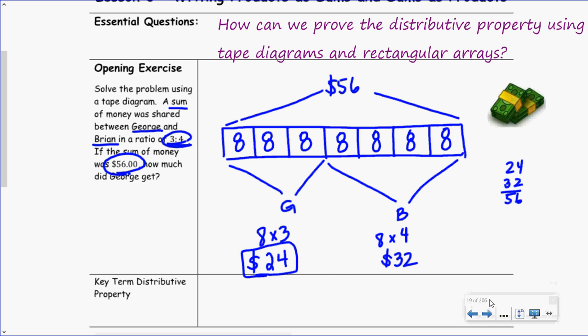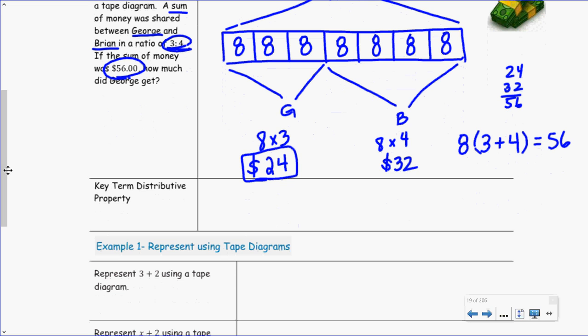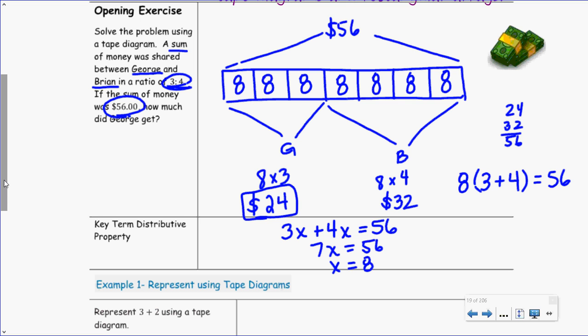What we just did was we took the 3 plus 4 and multiplied it by a number to get 56. So what number was that? Well, we figured out by working backwards that that was 8. So there's one way that you can kind of see the distributive property in action. We know that 3 times a number plus 4 times a number gave us 56. So 7 of those numbers gave us 56, or if I divide by 7, I get that x is equal to 8. And that's the same thing that we did up above when we made the tape diagram.